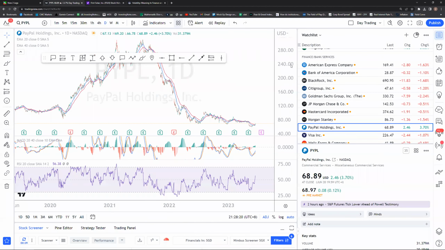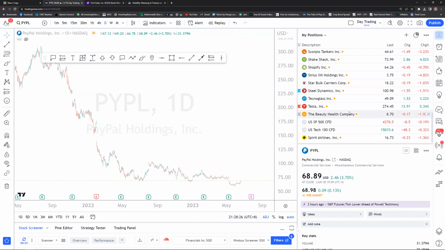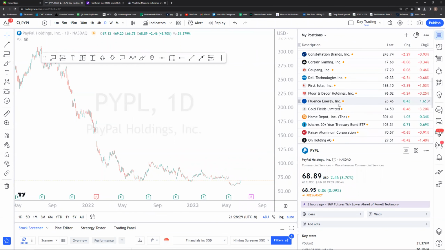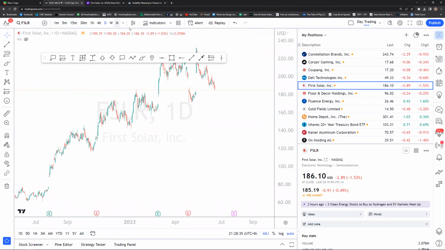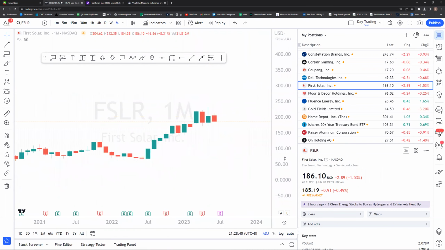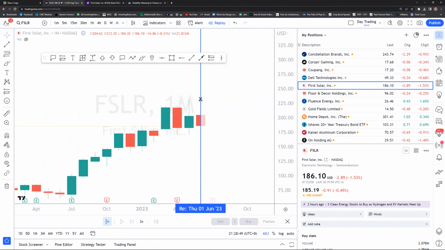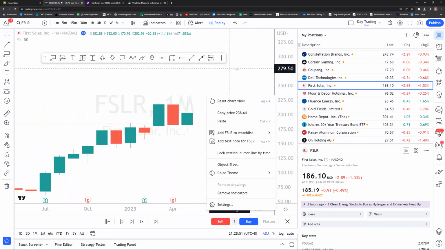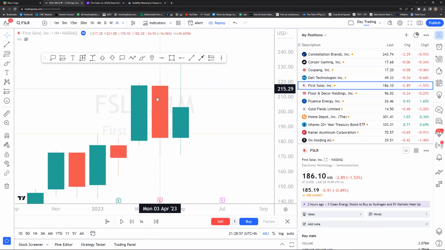let me put up First Solar. Where's my First Solar? Okay, so I'm going to switch to monthly. Okay, so close to close. This candle is the June candle. It is still ongoing, so let me just get rid of that candle. Close to close is we are looking at the previous candle close to the next candle close.